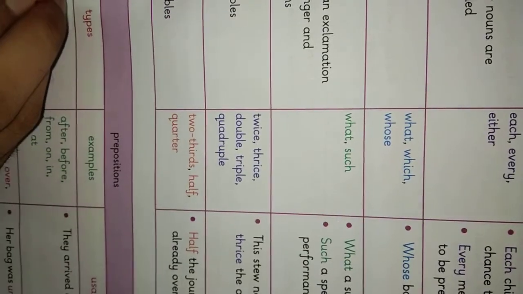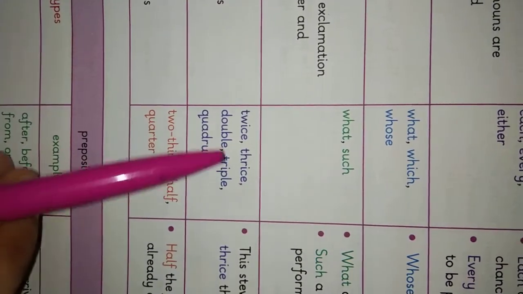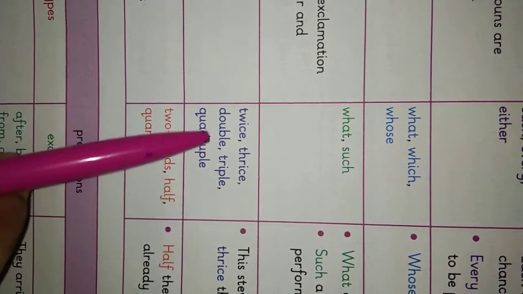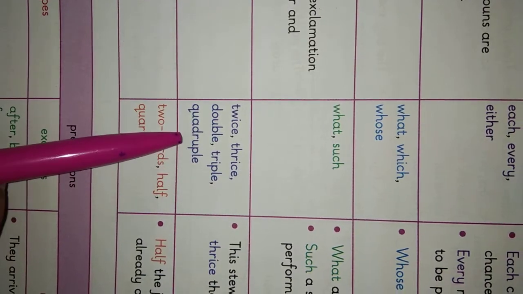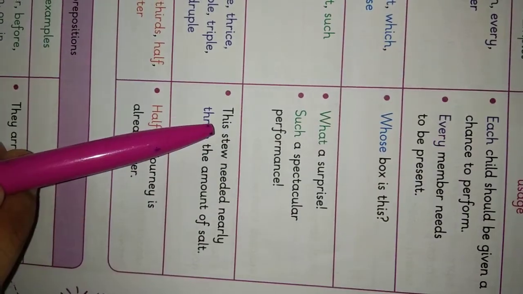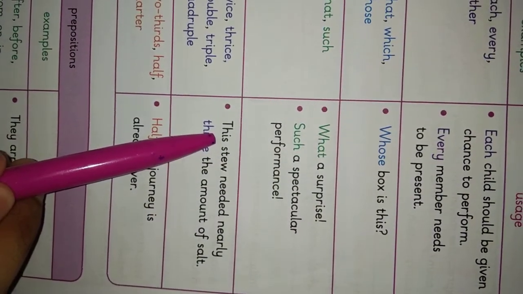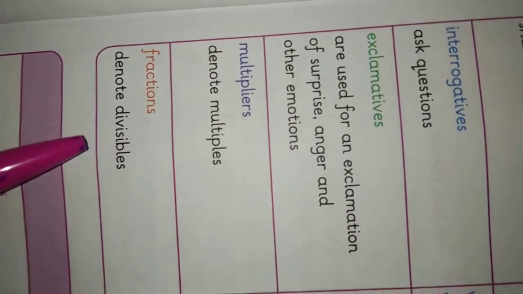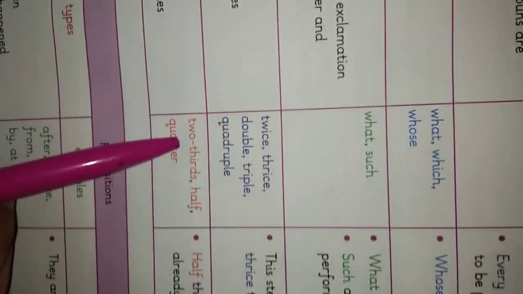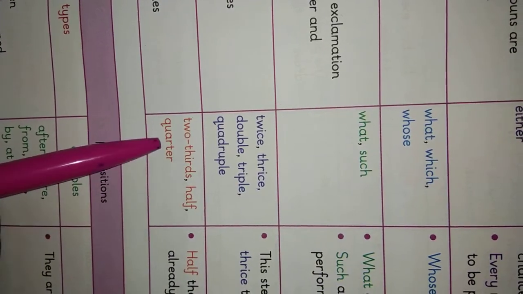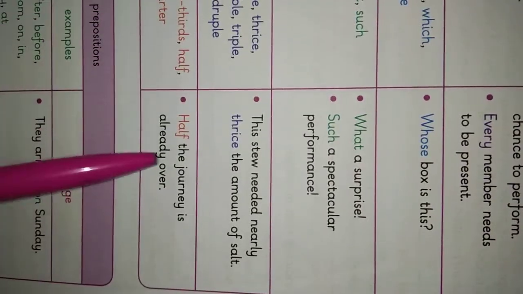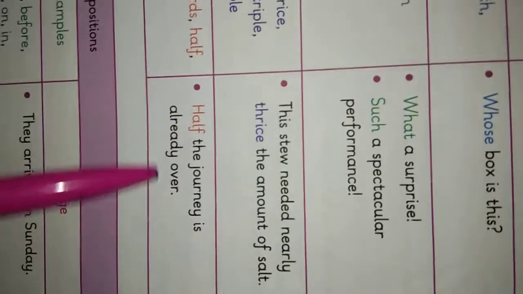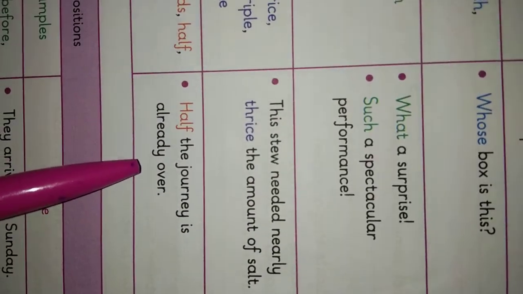They simply denote the multiples. For example, twice, thrice, double, triple, or quadruple. The usage of such types of determiners: this stew needed nearly thrice the amount of salt. The last type is fractions. These denote divisibles. For example, two-thirds, half, or quarter. The usage of such determiners: half the journey is already over.